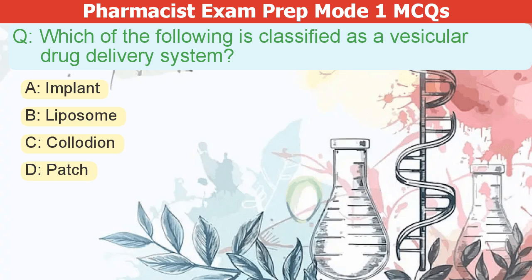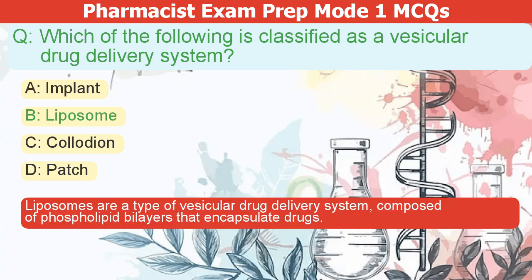Which of the following is classified as a vesicular drug delivery system? A. Implant. B. Liposome. C. Collodion. D. Patch. The correct answer is B. Liposomes are a type of vesicular drug delivery system, composed of phospholipid bilayers that encapsulate drugs.